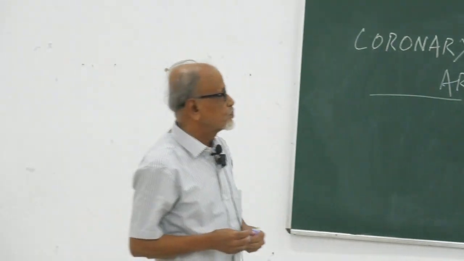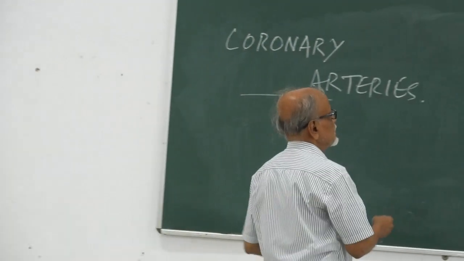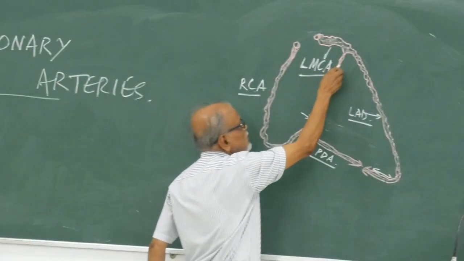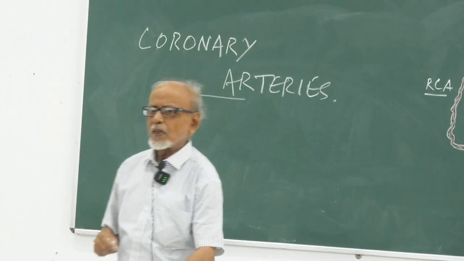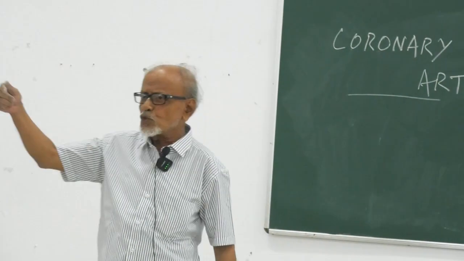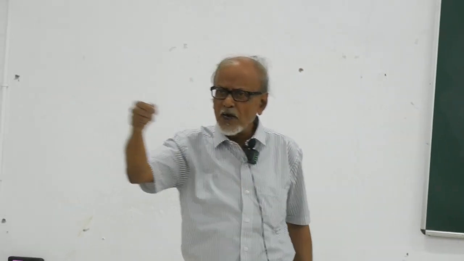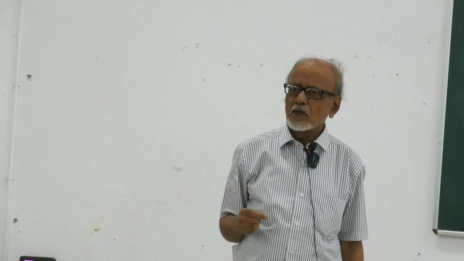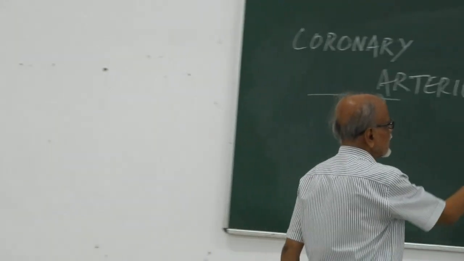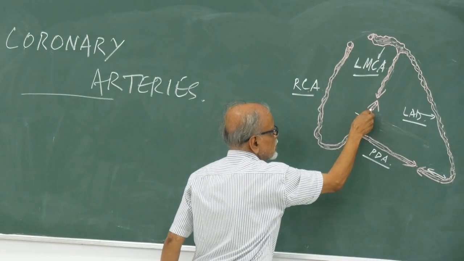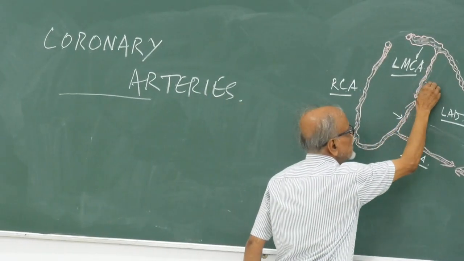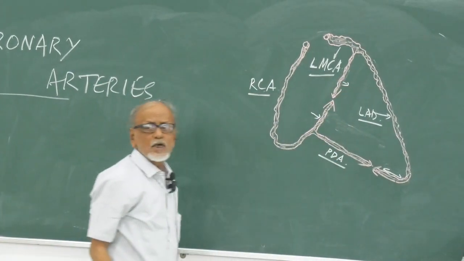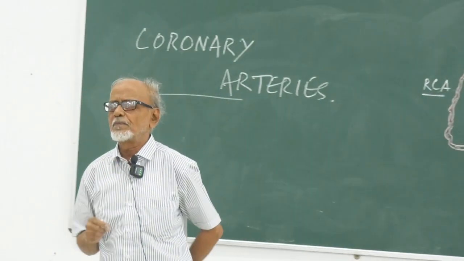Now this vessel, this branch, is another very important branch of LMCA, the left main coronary artery. This runs towards the right coronary artery trunk. তাই এটা এদিকে আসছে, এটা এদিকে আসছে, the right main coronary artery. What is its name? The circumflex branch of left coronary artery.